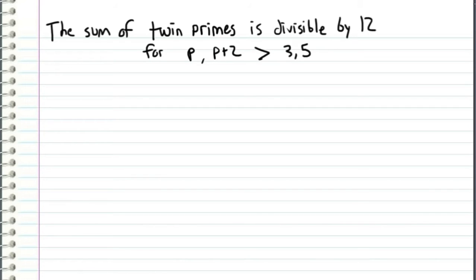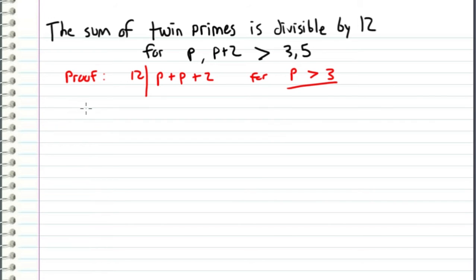And in this video we will be proving that the sum of any twin primes that are greater than 3 and 5 will always be divisible by 12. So we can write it like this, that 12 will divide p plus 2 for p greater than 3. This ensures that our set of primes is greater than 3 and 5.